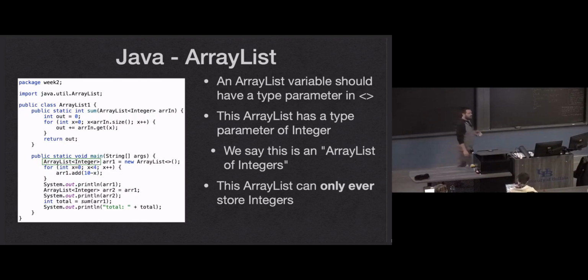And this ArrayList can only ever store integers for as long as it lives. So if this is an ArrayList of integers, I can only add integers to this ArrayList. I can't add a string to it. It's going to yell at us. This is something we took for granted in Python and JavaScript. We can mix types in our data structures. Not the case in a strongly typed language like Java. We can only store integers in this ArrayList. If we create an ArrayList of strings, we can only store strings in that ArrayList. No other types.